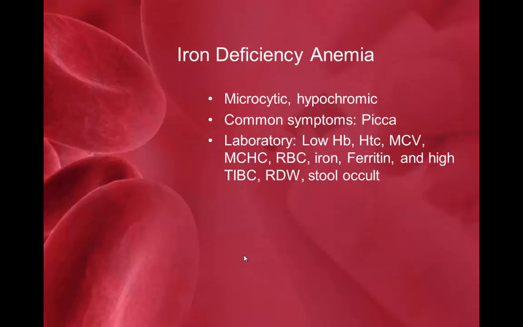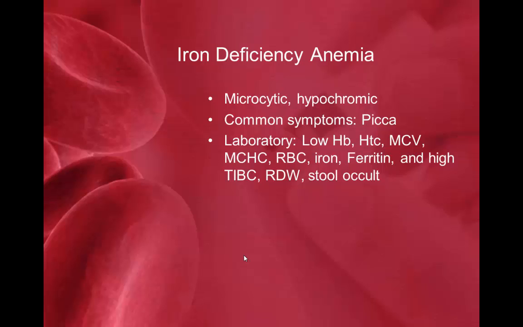So, what will you see in the laboratories? You're going to see a low hemoglobin. You're going to see a low hematocrit. You're going to see a low MCV. Remember, the mean corpuscular volume will be low, microcytic. You're going to see a low mean corpuscular hemoglobin concentration, less than 32, hypochromic. You're going to have a low RBC. You're going to have a low serum iron. You're going to have a low serum ferritin, but you're going to have an elevated total iron binding capacity.